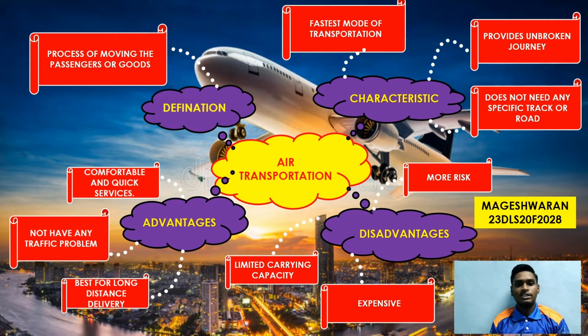Air transportation has the following characteristics. Firstly, this is the fastest mode of transportation compared to other modes. It takes less time to travel compared to others. Secondly, air transportation provides an unbroken journey over land and sea. It's the fastest and quickest means of transportation. It does not need any specific track or nodes. It can fly anywhere in the air.